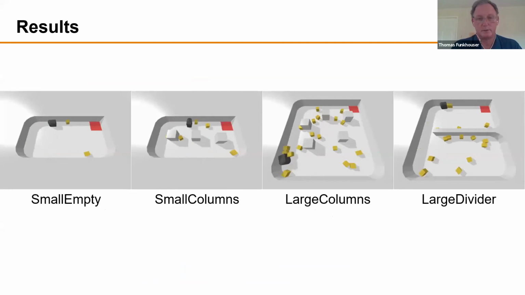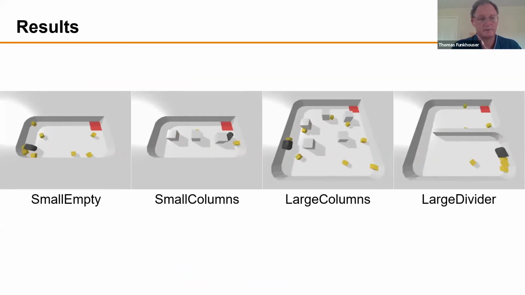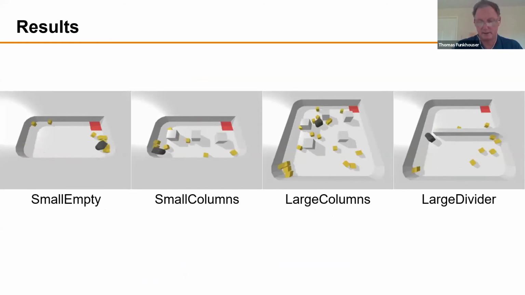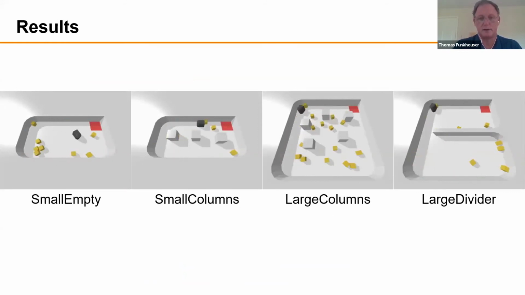Okay, so here are some videos of results. These are qualitative results where they're sped up, of course, significantly, where you can get a sense of what the robots are doing. The black robot is moving around and it's pushing these yellow blocks into the receptacle.